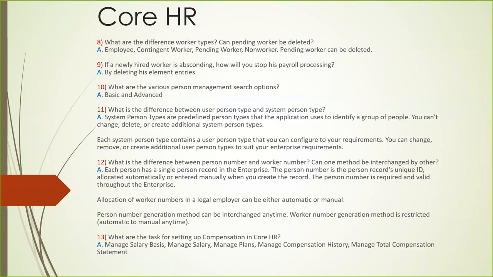Allocation of worker numbers can be either automatic or manual. The person number generation method can be interchanged anytime, whereas the worker number generation method is restricted. You can always change from automatic to manual, but the reverse is not possible. We have to be careful while answering this question.